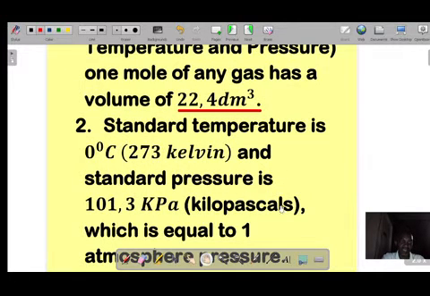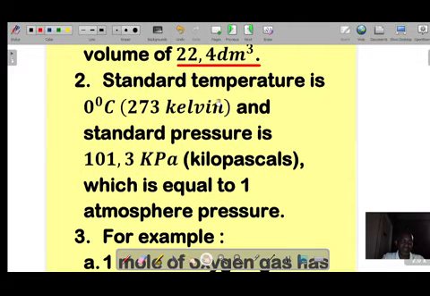Now, STP means standard temperature, which is 0 degrees Celsius, or you can call it 273 Kelvin, and then standard pressure, which is 101,3 kilopascals, and which is also equal to 1 atmospheric pressure.